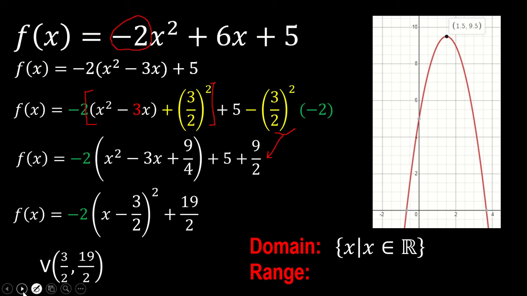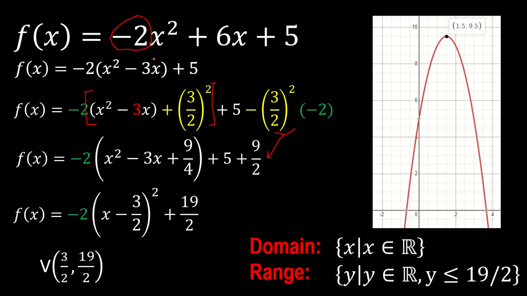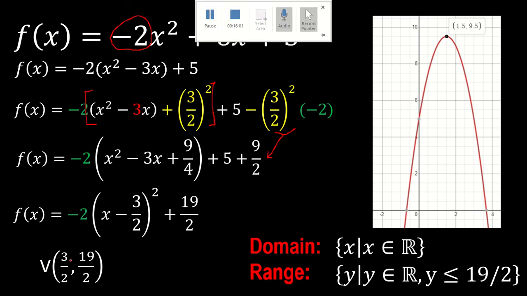And then for the range, as you observe, it opens downward. As you can see, it starts at 19 over 2 and goes downwards. Therefore, we can say that y such that y is an element of all real numbers, wherein y is less than or equal to 19 over 2.